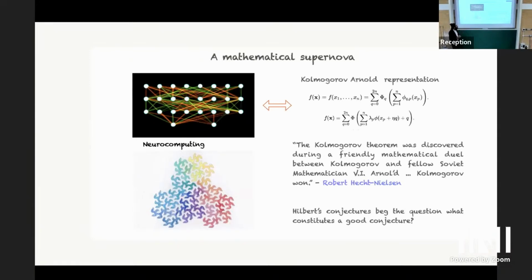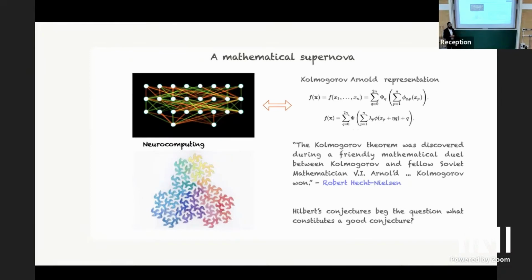So, as such, this was a mathematical supernova, and Hecht-Nielsen, who is a machine learner, describes the story behind this theorem, and says that the Kolmogorov theorem was discovered during a friendly mathematical duel between Kolmogorov and fellow Soviet mathematician Arnold, and Kolmogorov won, settling the bet. So why do we care about this in the modern day?